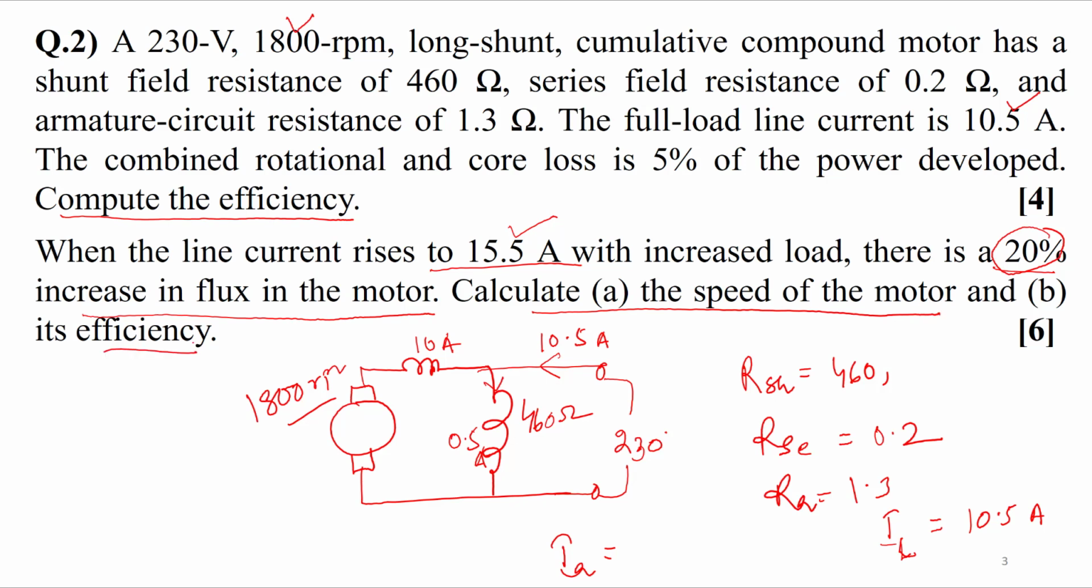So the new speed you can calculate from the formula, like I can say EA1 by EA2 is equal to KΦ1 ω1 by KΦ2 ω2. Just substituting the values you can find ω2, the new speed, right? Similarly you can find the efficiency as well, as for the first step. Okay, so it is very simple.